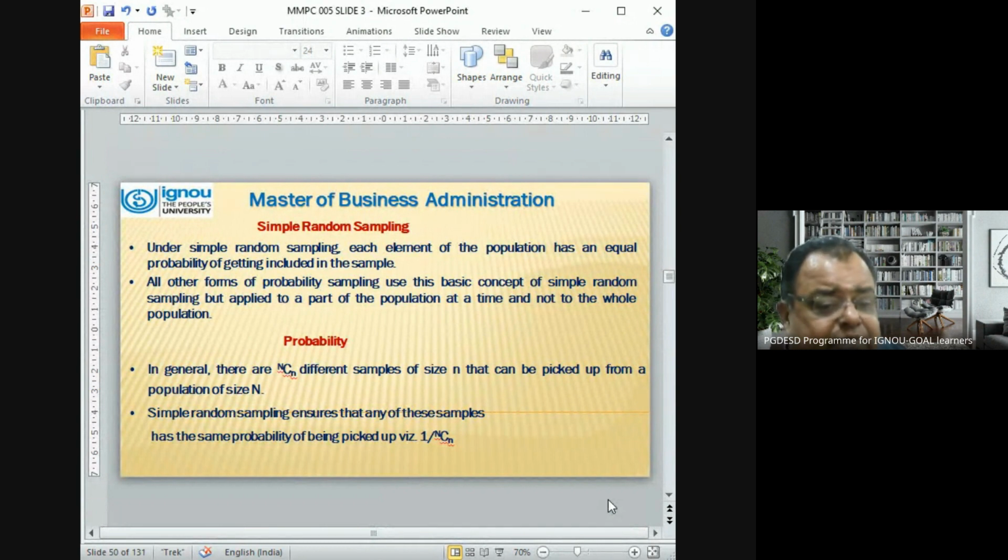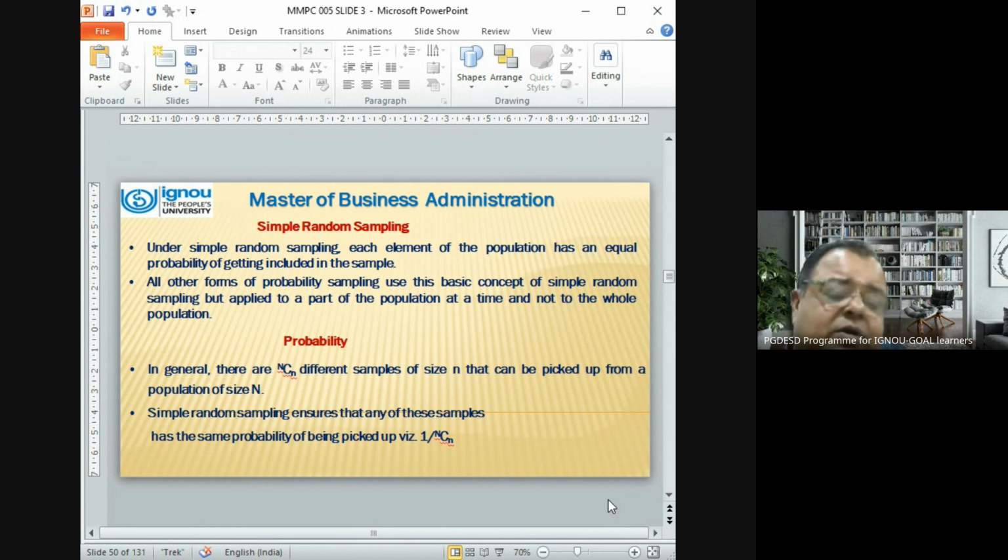Now, probability you are aware of. We will be using two formulas, two symbols, that is NCn, or NCr, because in probability we use NCr, but here in sampling we will use NCn, that is capital N and small n. Small n is for the sample size and capital N is for the population size. Simple random sampling ensures that any one of these samples has the same probability of being picked.